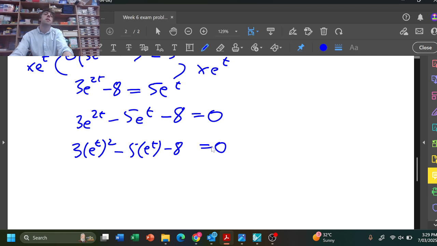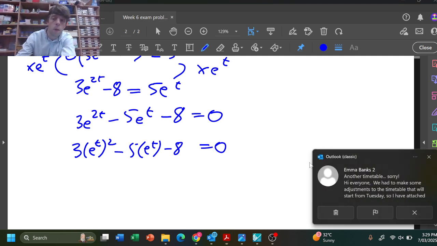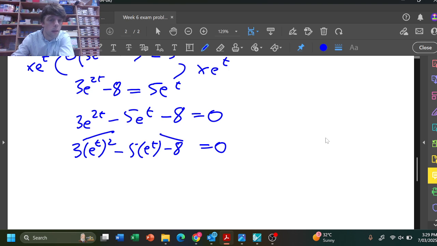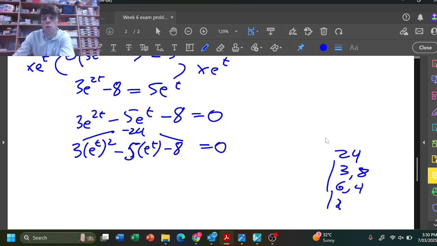So how do we factorize this non-monic quadratic? Well, let's see if we can remember how to do that. What we need to do is first multiply the first and the last number. So 3 times negative 8 is going to be equal to negative 24. And now we're thinking what two numbers add to give negative 5 and multiply to give negative 24. So factors of 24 are just going to be numbers like 3 and 8, and 6 and 4, and 2 and 12. And if we think about these numbers here, 3 and 8, we can use them to make -5.